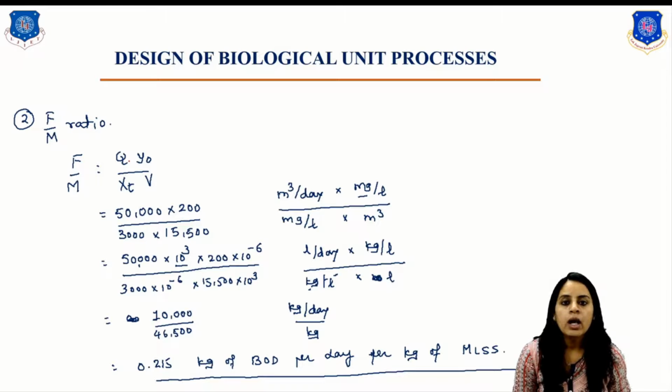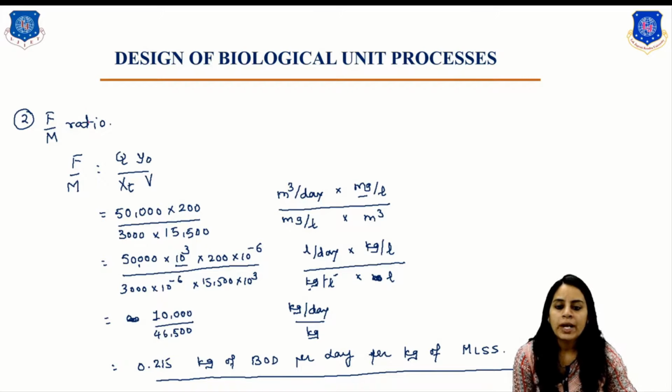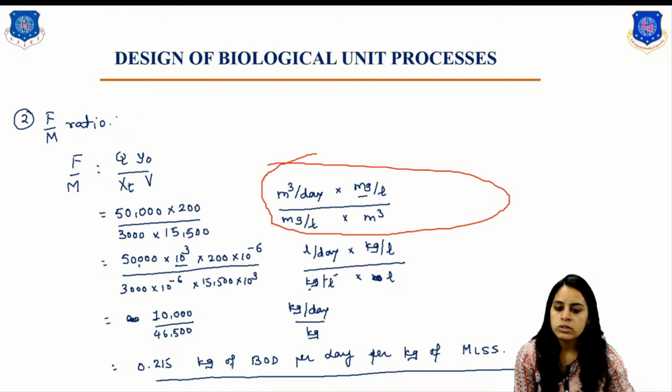Now we find the F by M ratio, the food to microbe ratio, which is Q into Y0 divided by XT into V. Q, Y0, XT and V are all given. So Q is 15,000 into Y0, which is 200, divided by XT, which is 3,000, into V, which is equal to 15,500.